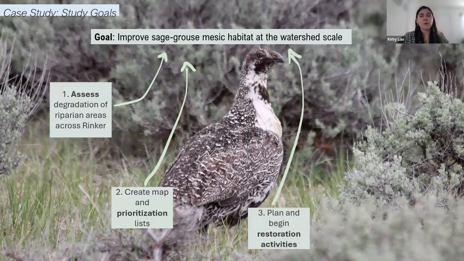And so for our purposes today, we'll be using this project here at Rinker as a case study for discussing how to first assess stream functionality, second, prioritize areas for restoration, third, implement restoration structures, and then to talk about the different methods and tools available to help us do all of this.